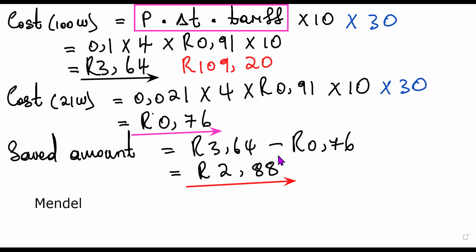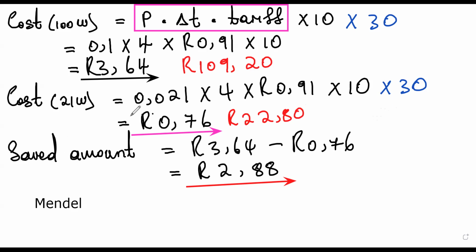Then you come back to this 0.76. You multiply it by 30. Because what is this 3.64 and the 0.76? It's the cost in 1 day. It's 4 hours a day. But here we must consider that it's 4 hours a day for 30 days. Sorry, I overlooked that. Then this one will give you 22 rands 80 cents.